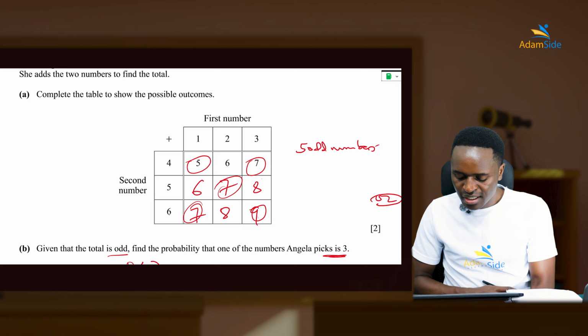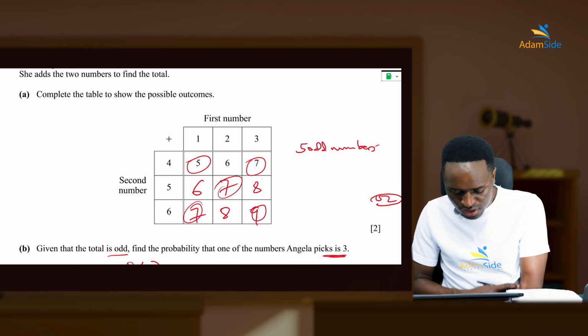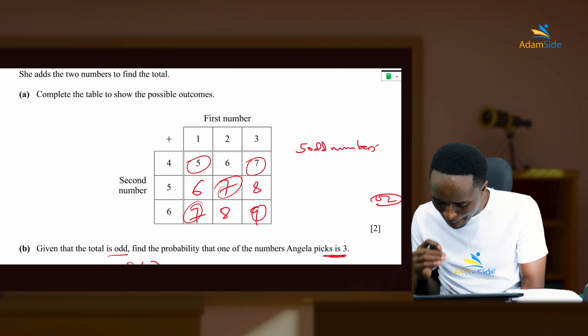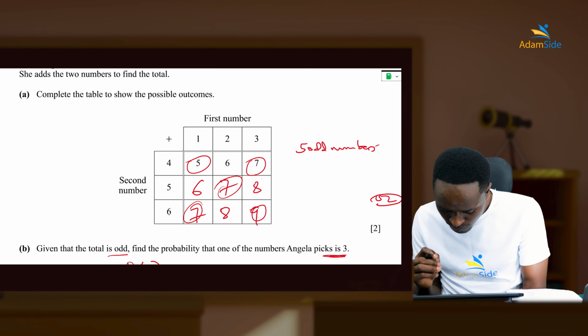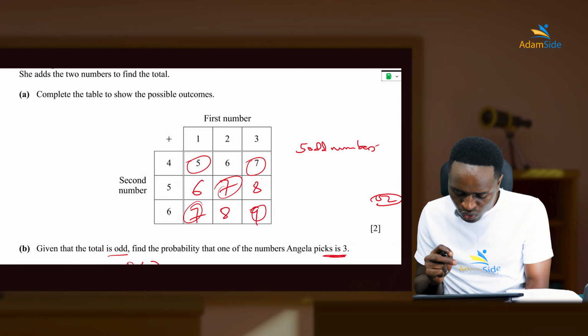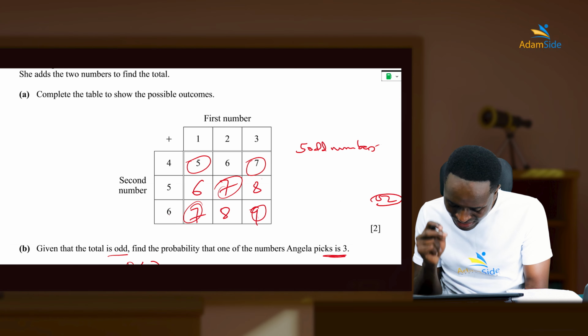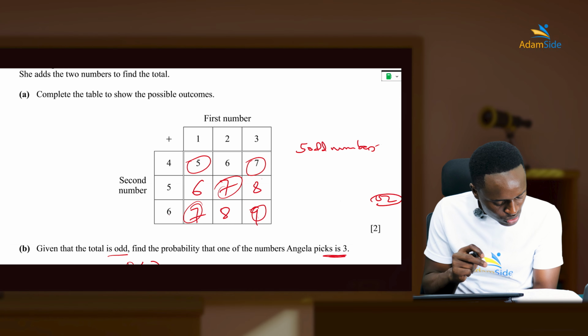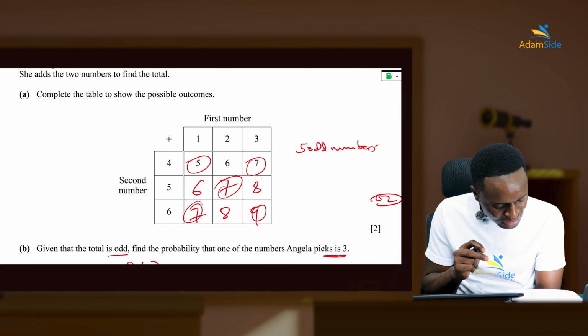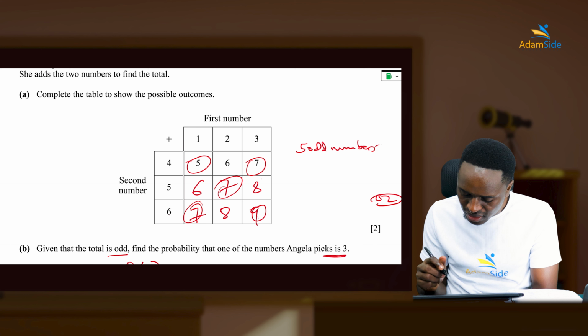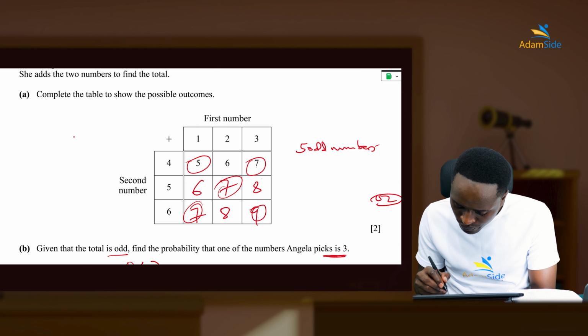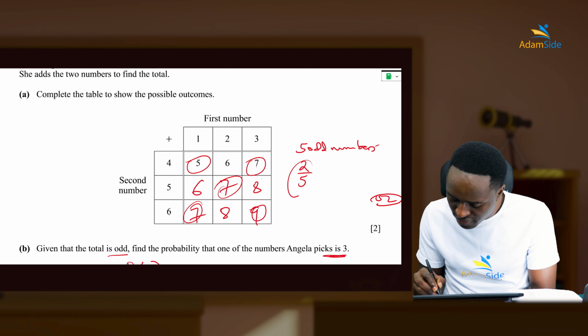They say, given that the total is odd, one of the numbers Angela picks is 3. Therefore, for the outcomes of 3 where we get odd numbers, how many? There are only 2 from 3: 2 odd numbers, which are 7 and 9. So 2 out of 5.